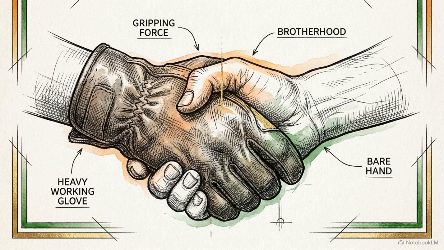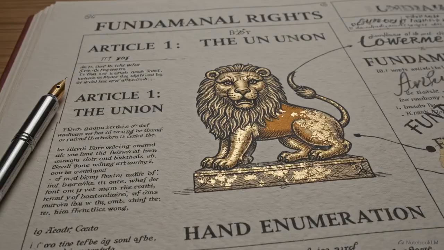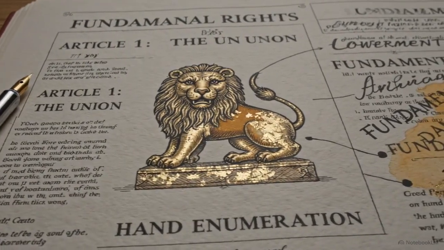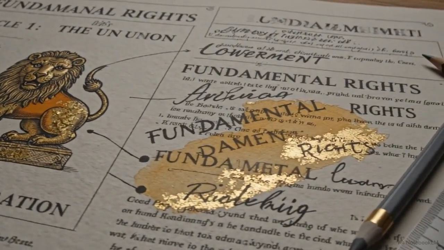Finally, fraternity ensures a sense of brotherhood to secure the dignity of the individual. In 1976, the word integrity was added to this clause, recognizing the need to bind together the diverse castes, religions, and languages within the nation. These objectives define the outcomes the state must strive for, providing the philosophical justification for the specific articles of the Constitution that follow.